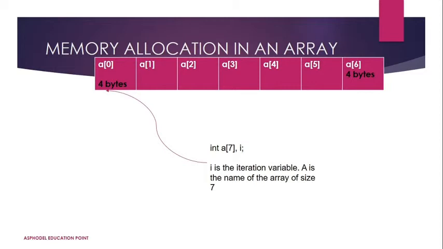Also I need to declare an iteration variable, say i. Why? Because i needs to traverse from 0 to 6. That is the index of the array. It will start from 0 and end with 6, because the size of the array is 7. As written, A is the name of the array of size 7, as I already explained. So I think it is very clear to you. Now this is a one-dimensional array, because I need to keep track of only one iteration variable. That is why it is a one-dimensional array.